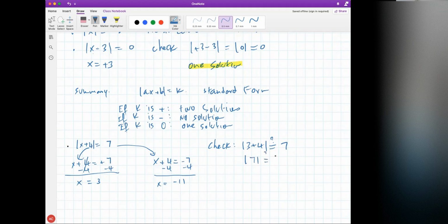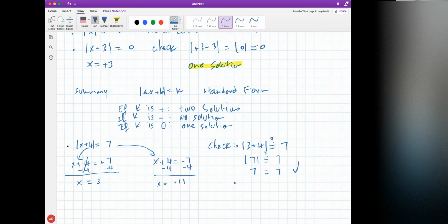Is it equal to 7? Then you keep simplifying the absolute value. What's the absolute value of 7 again? 7. Absolute value of 7 is 7. That's right. And now the other side is also 7. And that's good. So the first solution works.